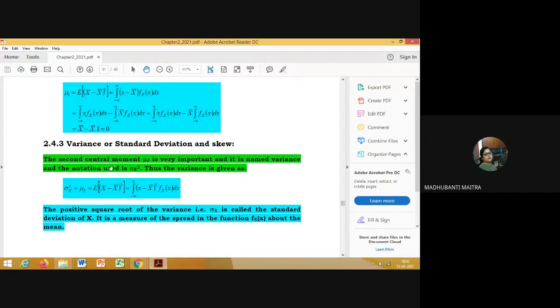So the second central moment, I guess you can see the material. Is it legible or should I make it full screen? It is legible.